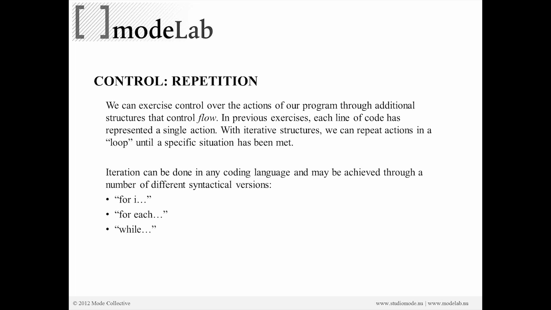in the previous exercises, each line of code that we've written has represented a single action, right? In contrast, if we use iterative structures that repeat actions, we can use a structure that is called vernacularly a loop, right? So that it's not just defining one action, but it's defining multiple similar actions, right? And that loop will run until a specific situation or condition has been met.